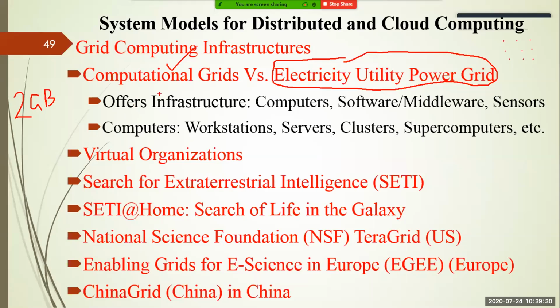Similarly, the computational grid also supports various software and various middleware, and provides various sensors to collect data as well. That's why the computational grid is much more powerful, and it is used whenever there is a big task. If you want to run a scientific application, an engineering application, or your own application where you require very big power or big storage, you can go for a computational grid. So here, computer does not mean our desktop or laptop, right?